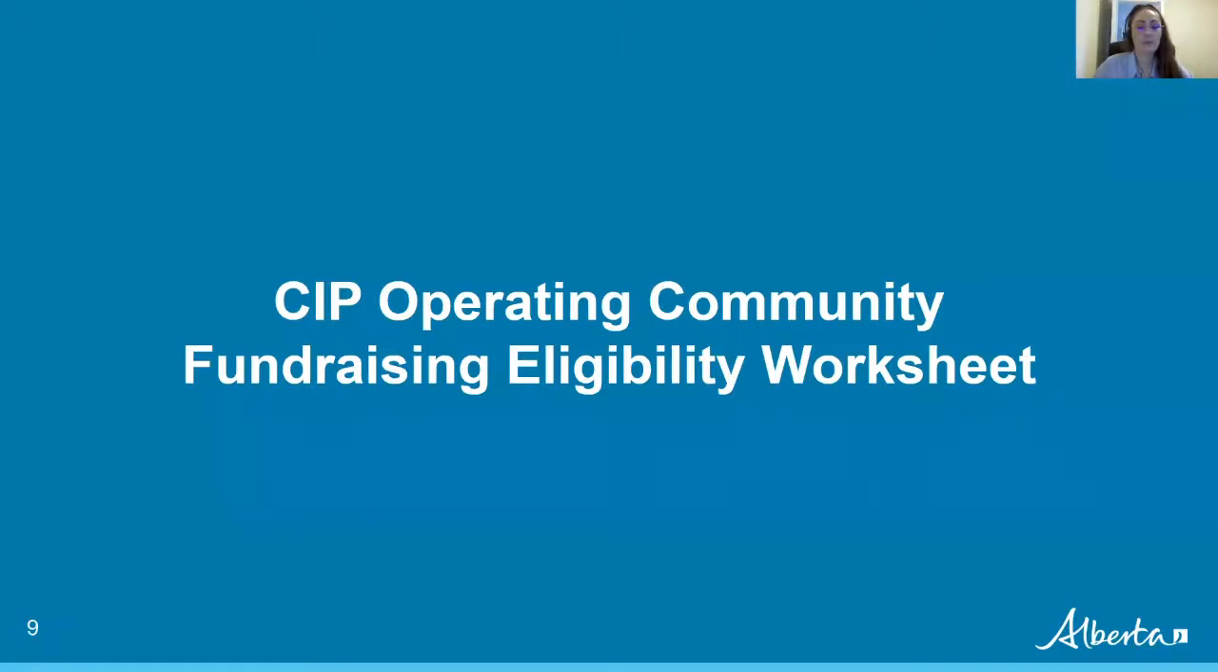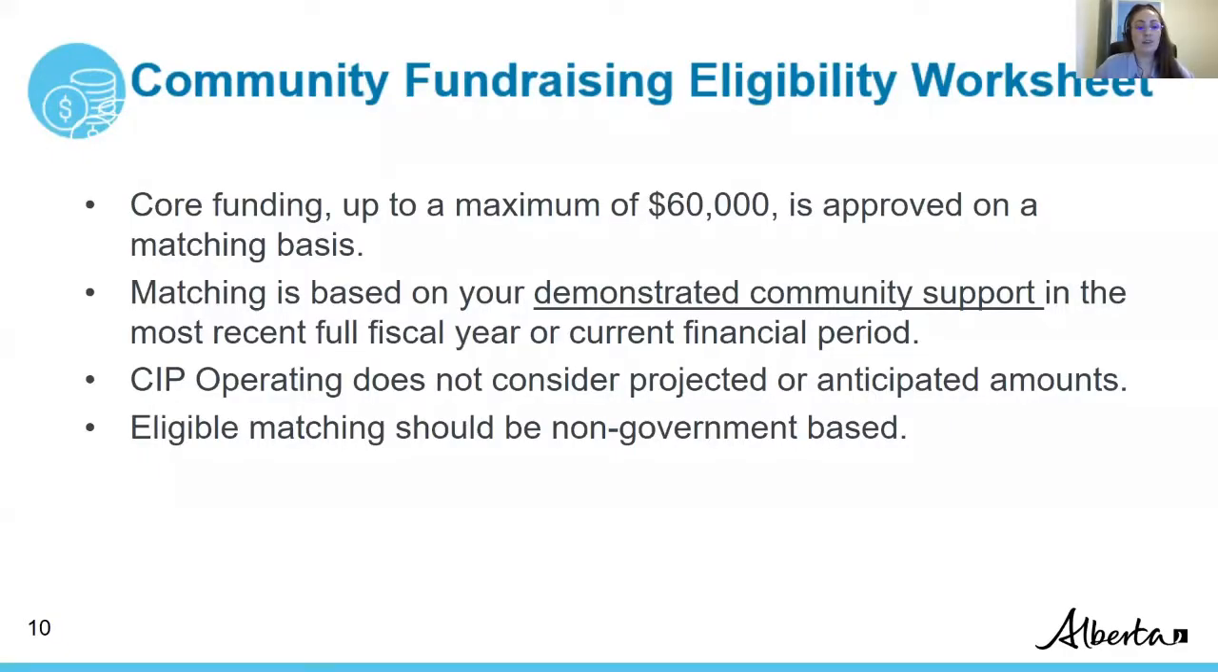Now we will go through the Community Fundraising Eligibility Worksheet and the unique matching aspect of CIP operating. Matching for CIP operating is calculated on the Community Fundraising Eligibility Worksheet, which is a mandatory document for your application. CIP operating has a unique matching feature based on demonstrated community fundraising revenue and support that your organization has already achieved in Alberta. We use your organization's most recent full fiscal year or current financial period, whichever financial period benefits your organization the most. Matching must be equal to or exceeding the core funding grant request.